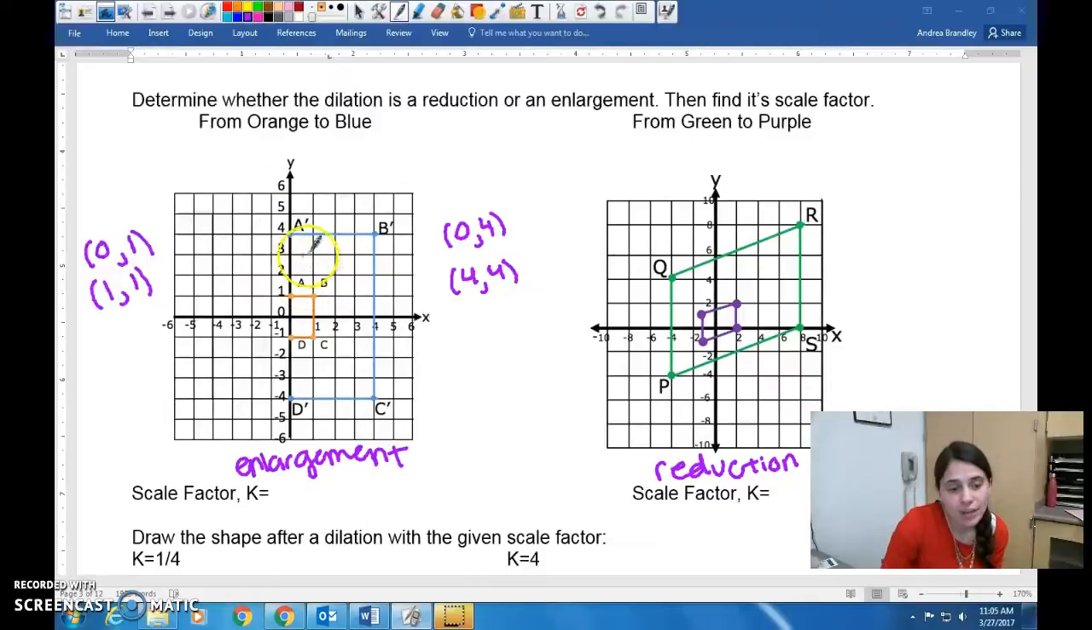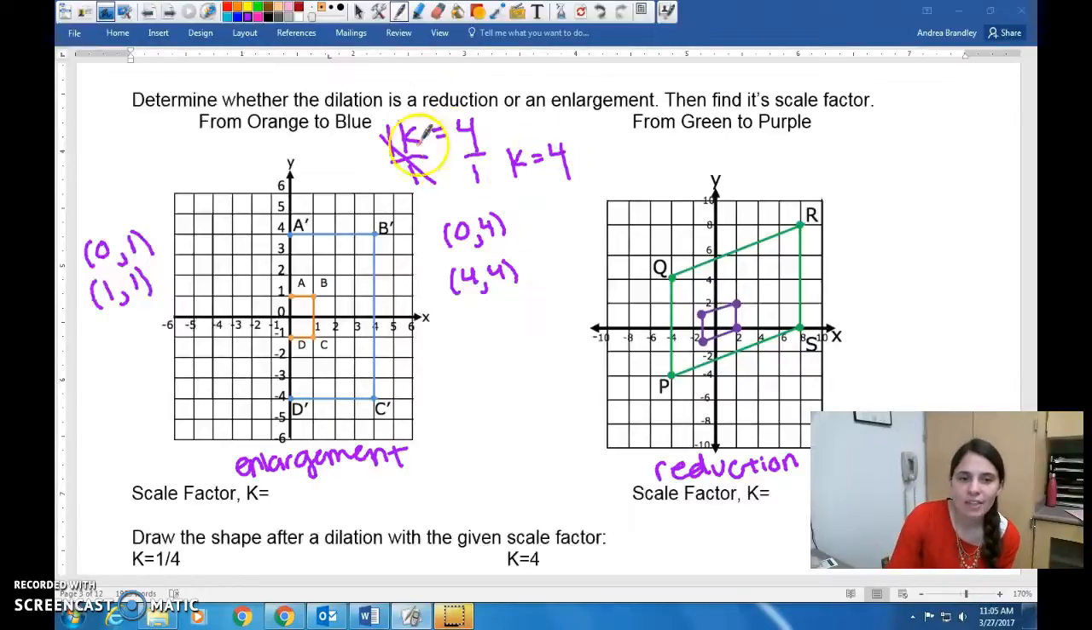If it's not so easy to see, here's a way you can set it up. So I know that 1 times some sort of scale factor, I'm not sure what it is, has to then get me to 4. Again, you've got to make sure you're using that same point. So the 1 and the 4. And then 1K, well, if I divide by 1, 4 divided by 1 is still just 4. So my scale factor is 4.